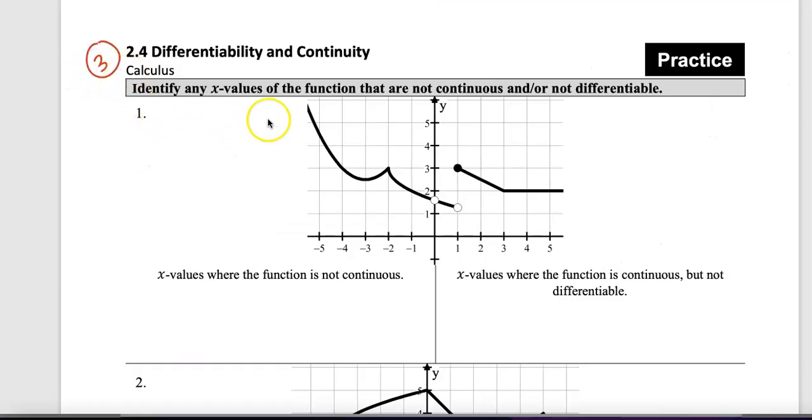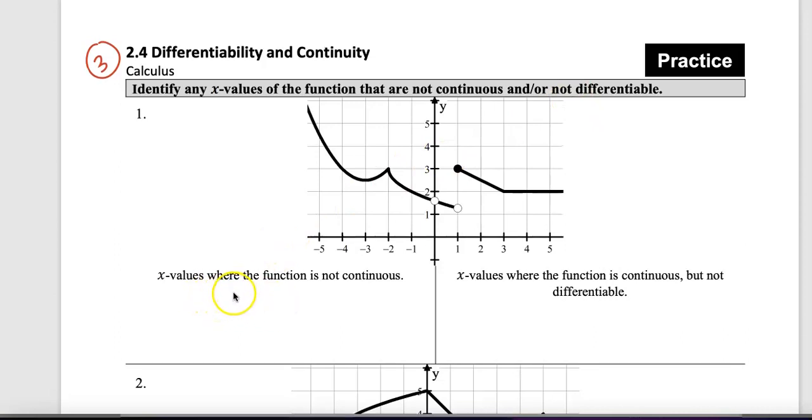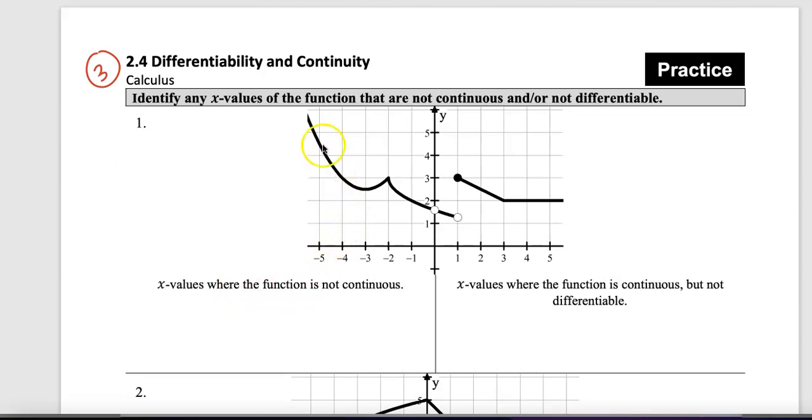This is question number 3. The question says identify any x values of the function that are not continuous. Let's focus on not continuous and not differentiable. So this section says x values where the function is not continuous. Let's go over here. I will start from here. I'm talking about continuous. This is continuous. At this point there's a hole over here. So at x equal to 0, it is not continuous.